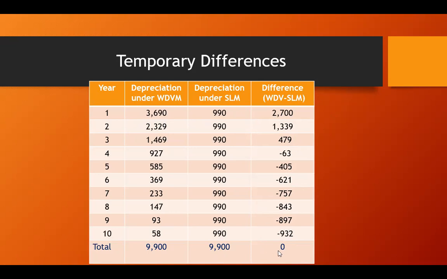Zero is very important. I said temporary differences arise in one year and reverse in the following years. 2,700 is the difference that arose in the first year. 1,339 arose in the second year. 479 arose in the third year, but it reverses in the subsequent years. Finally, we say there is no difference in the total depreciation amount given under the straight line method and WDV method. That's why the amount of depreciation is the same under both methods. So this is the comparison of the WDV method and straight line method.